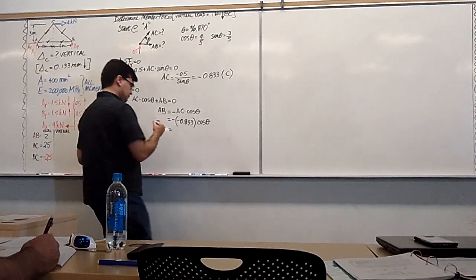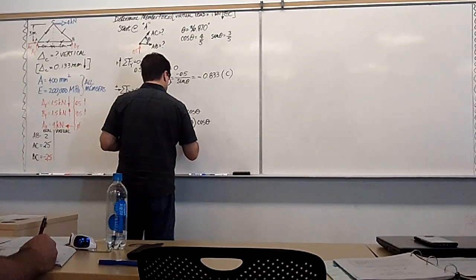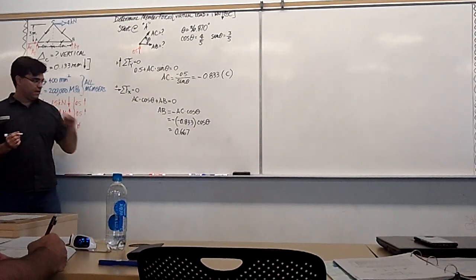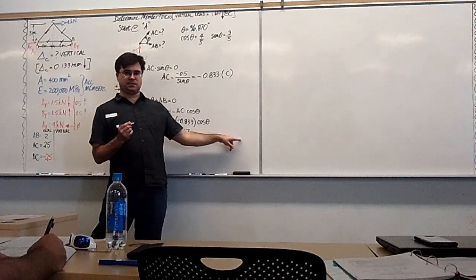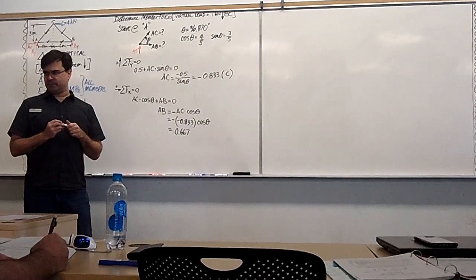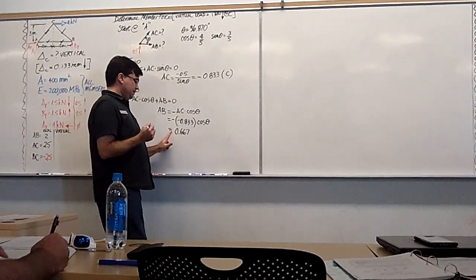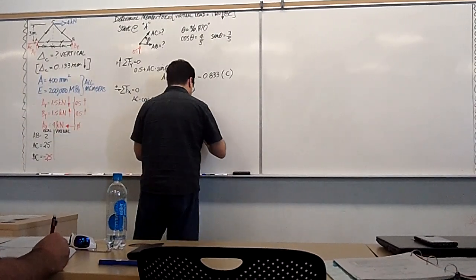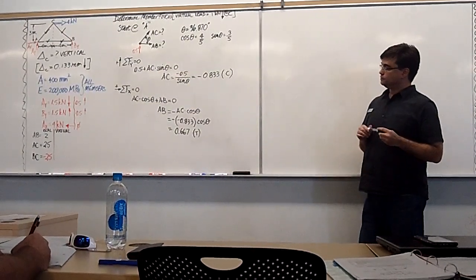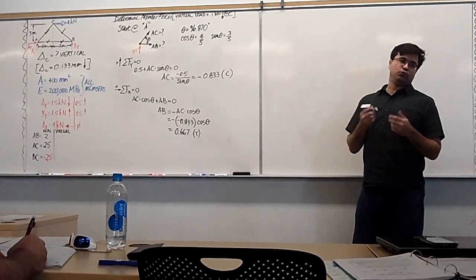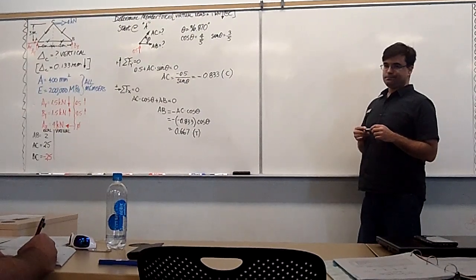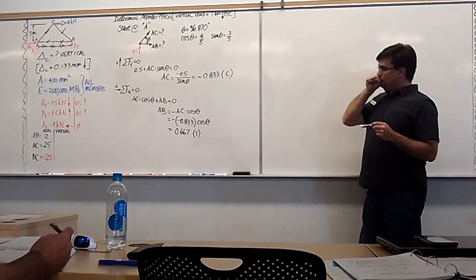0.667. Yeah, 0.667. But it would be 0.666666666, exactly. To 3 decimal places it would come to be 0.667. Since this is positive, that tells us this is in tension. Or you could just write it as 2/3. Okay.